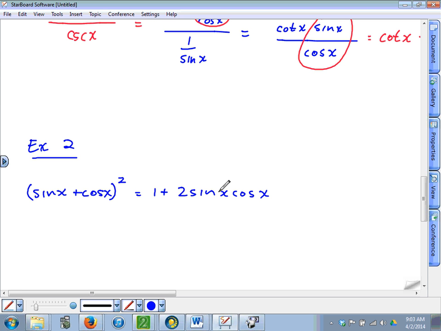Which side here might look more complicated? We're going to choose the left side again? So let's choose this side. Sine of x plus cosine of x to the second power. Somehow, well, this one actually isn't so bad. Somehow we're going to have to change this into the right side.